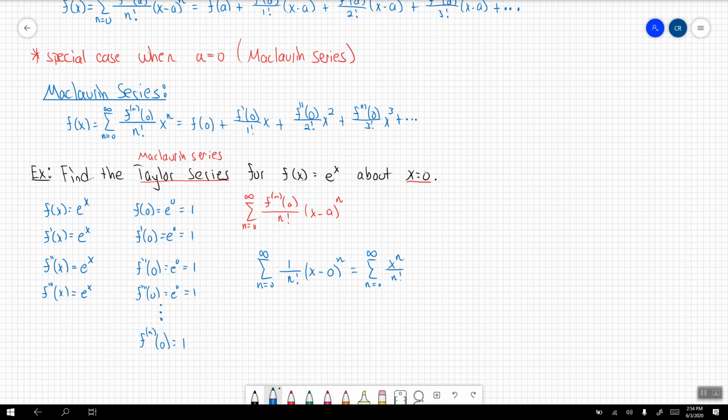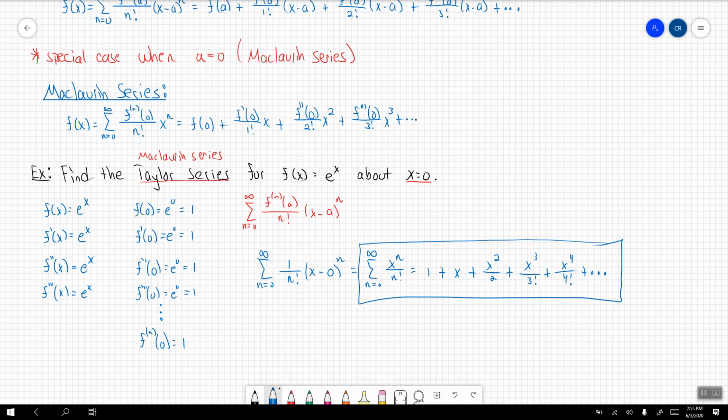Expanding this, what does it look like? When n is equal to 0, we naturally just get 1. Plus, n is equal to 1, we get x. N is equal to 2, we get x squared over 2. N is equal to 3, we get x cubed divided by 3 factorial. N is equal to 4, we get x to the 4th over 4 factorial. And we keep on doing this over and over again. This is the answer that we need.